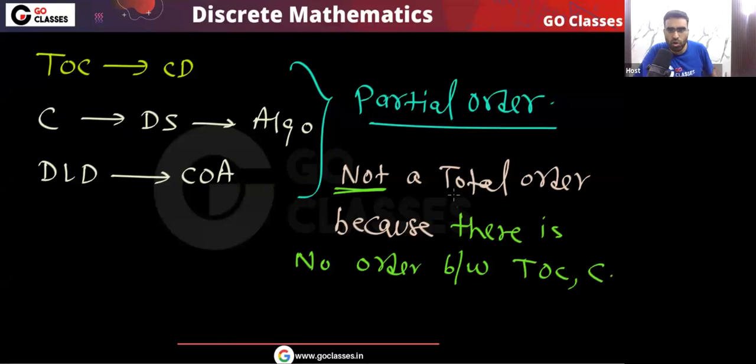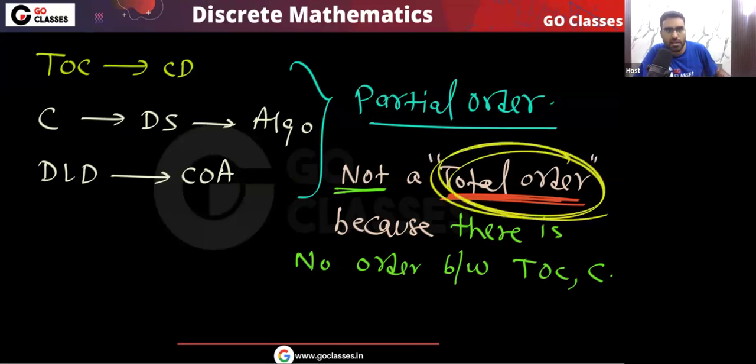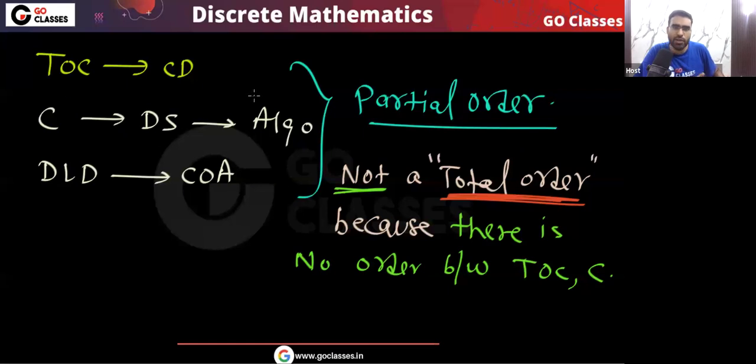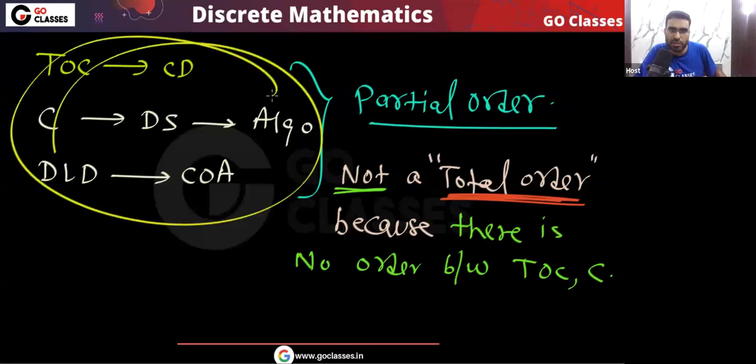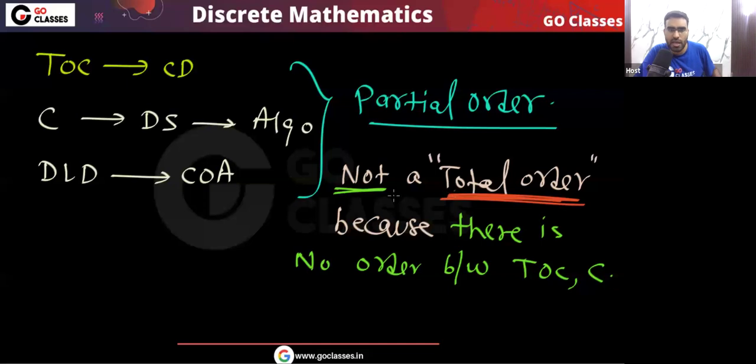Total order means there should be order between every two elements. What is the definition of total order? Total order means you should have order between every two elements. Every two elements must be comparable. This is the definition of total order that you already know.